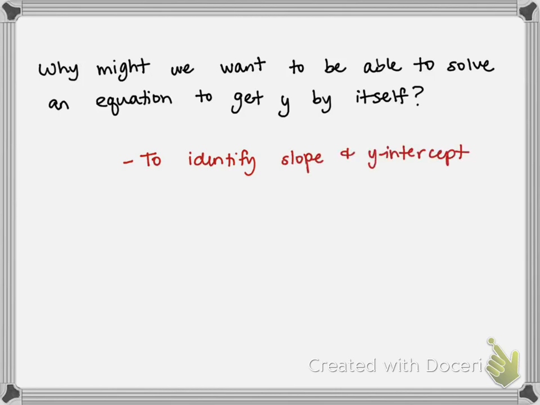So we want to be able to rewrite equations with y by itself to identify what the slope and the y-intercept are. The second reason is once we know the slope and the y-intercept, that equation becomes much easier to graph and to make the line, as you guys practiced in earlier concepts as well. So let's practice this skill. We want to take the equations in those examples and rewrite them so that y is all alone, all by itself.